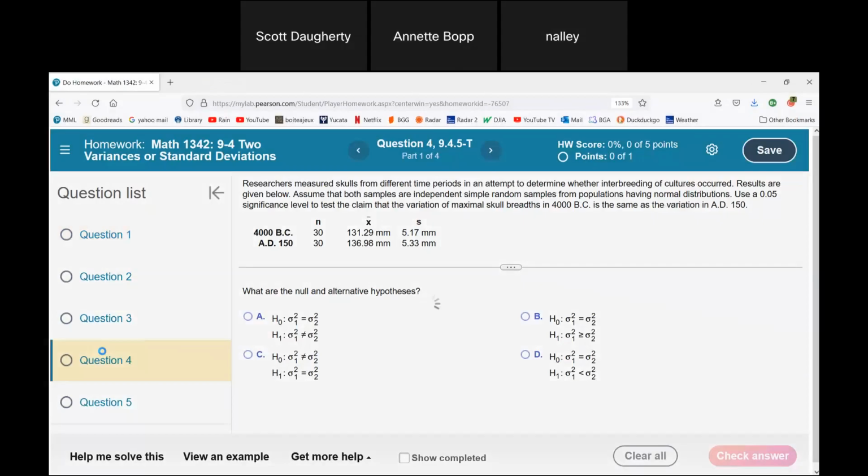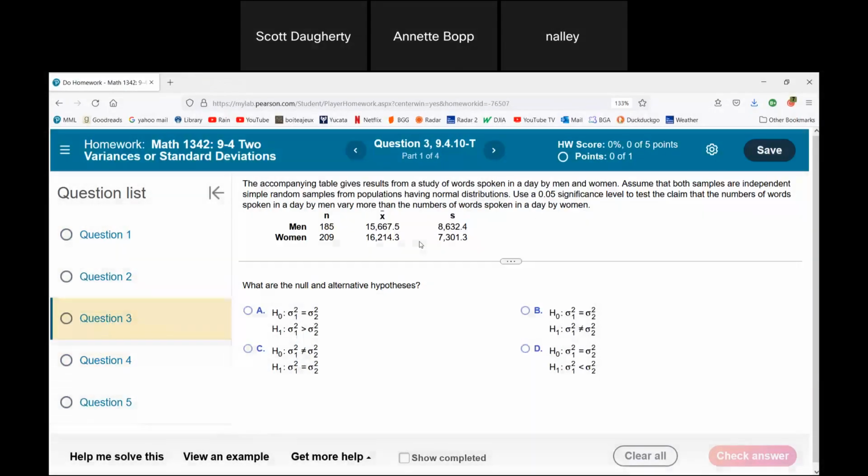Okay, so let's look at number 3 from the homework. This one says the accompanying table gives results from a study of words spoken a day by men and women. Assume that both samples are independent random samples from populations having normal distributions, and we want to use a 0.05 significance level to test the claim that the number of words spoken in a day by men vary more than the number of words spoken in a day by women.